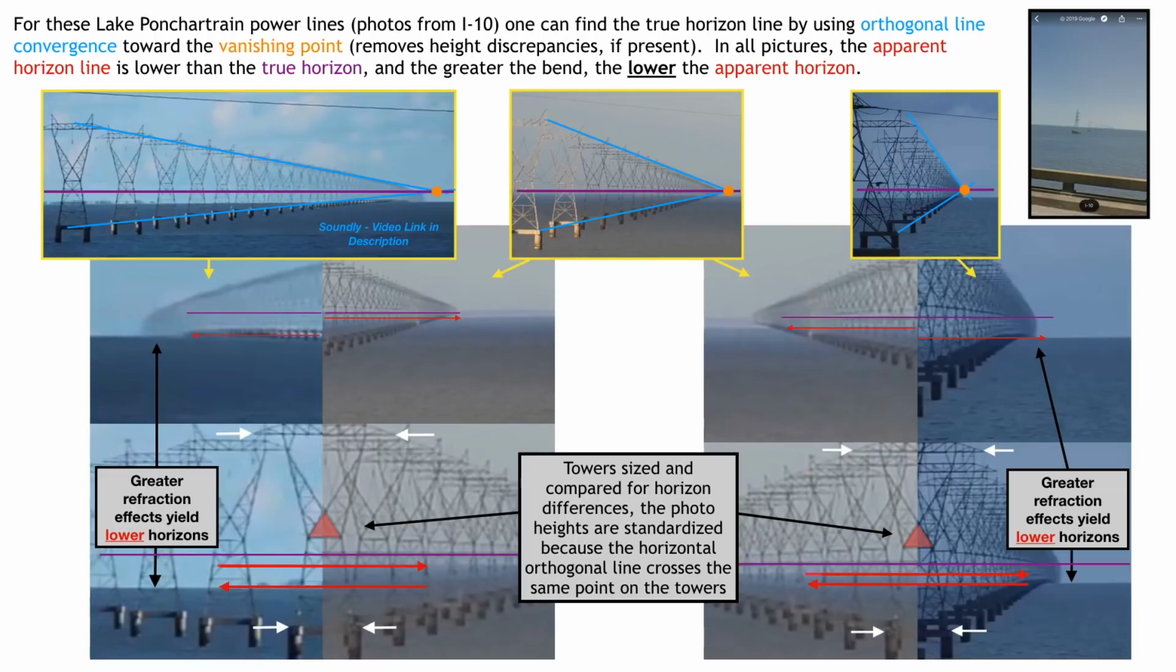So in all these pictures, the apparent horizon line is lower than the true horizon. In other words, the point where the purple line is, we're going to assume is our true horizon. It's the horizontal vanishing line or horizontal orthogonal line. But we see that the apparent horizon, which is that water line, is lower than that point when we see greater amounts of bend. So the greater the bend, the lower the apparent horizon. And this makes implicit sense because that is a phenomenon of upward refraction over water.